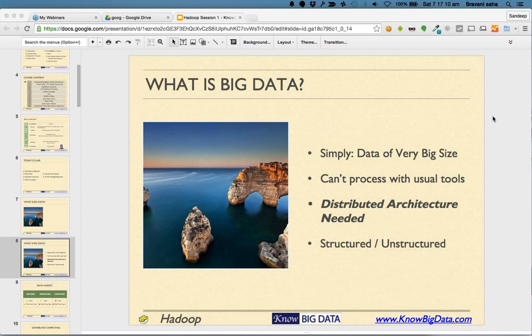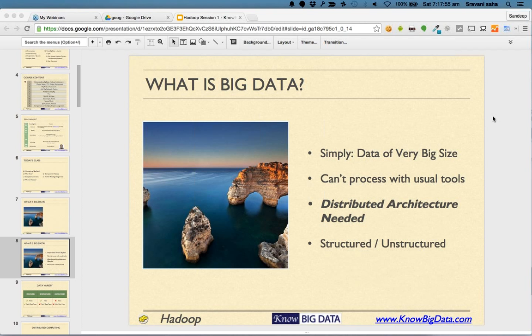All right, let me take a step back. So the first point, which is data of very big size, is very general. It doesn't say anything concrete. How big is it? Is it supposed to be 1 terabyte, 1 gigabyte, 2 terabytes? So the first point is not very concrete. Second point, cannot process with usual tools. So the next question you would ask is, what do you mean by usual tools? The usual tools I mean here are the usual file systems, like NTFS if you use Windows, MS-DOS format, and there are many file systems.